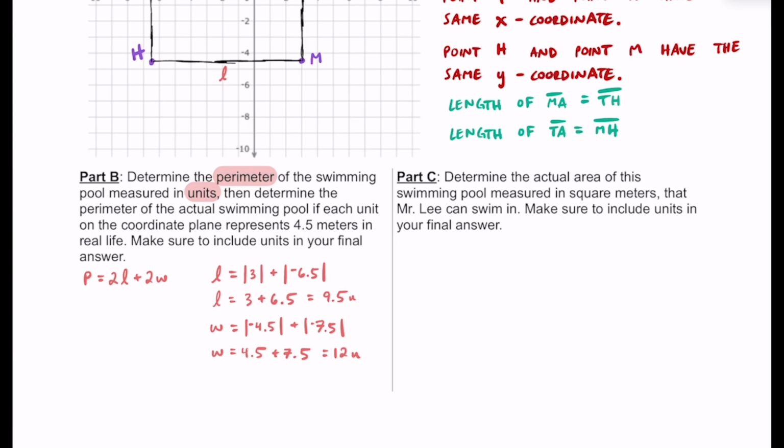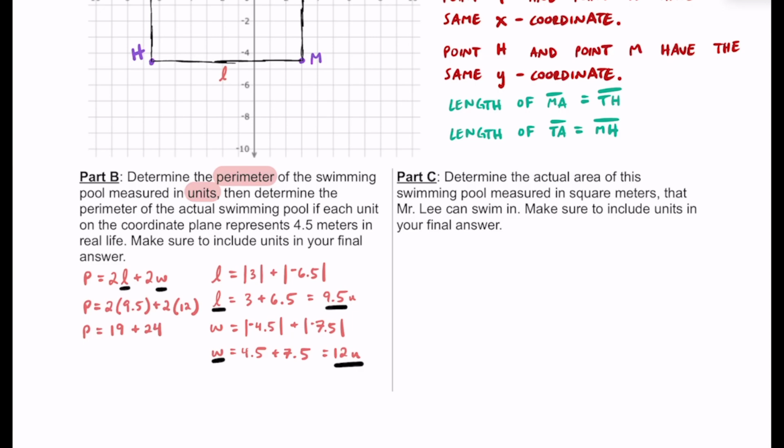All right, now that we know that the length is equal to 9.5 units and the width is equal to 12 units, let's substitute those in for L and W here. So the perimeter is going to be equal to 2 times this 9.5 units plus 2 times this 12 units over here. Now if we figure this out, 2 times 9.5 is going to be 19 units. So I'm going to write 19 plus, and then 2 times 12 is going to be 24.